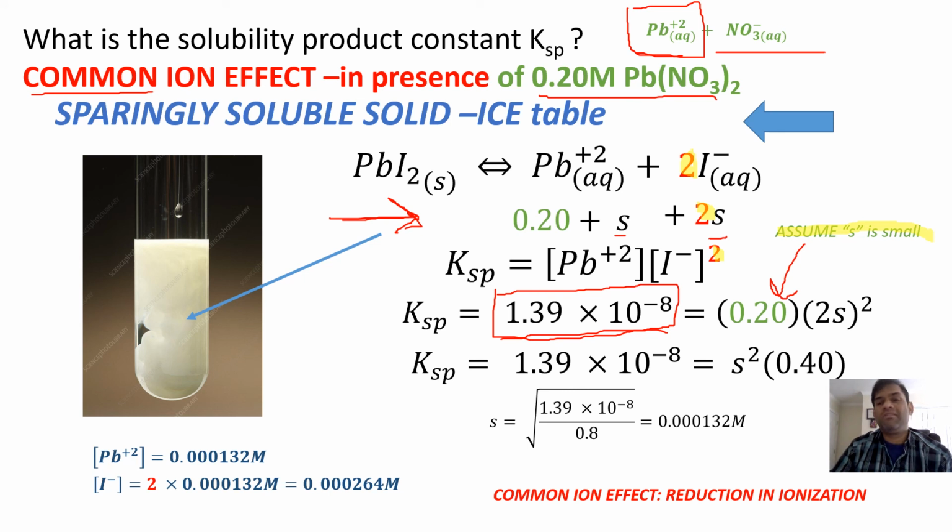So making that simplification, we have 0.2 times 4S squared. 0.2 times 2 is 0.4. Solving for S here, we get 1.132 times 10⁻⁴ molar.